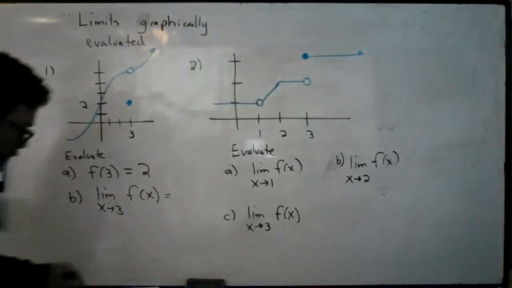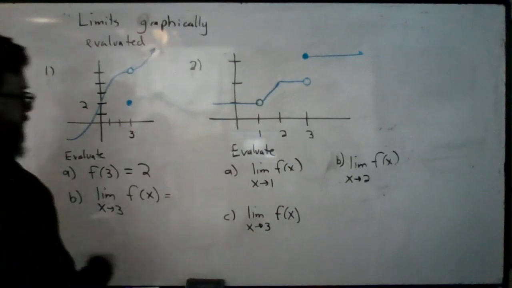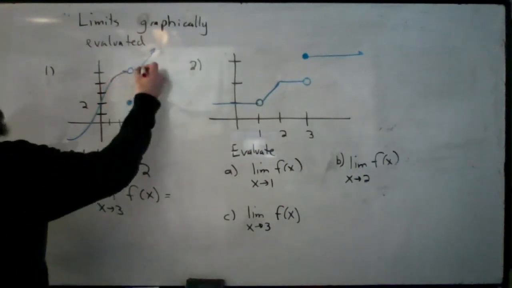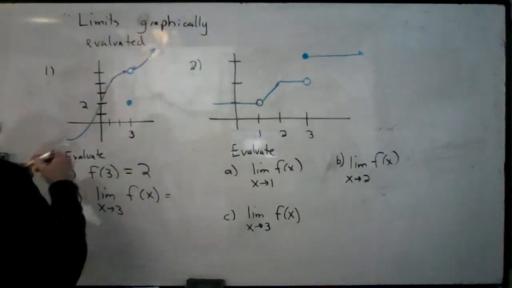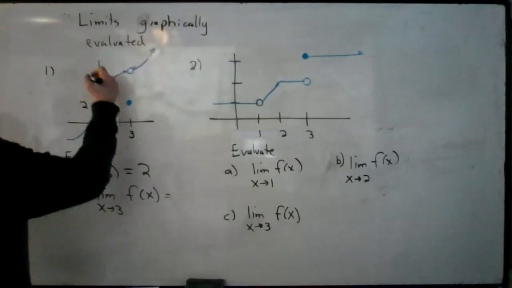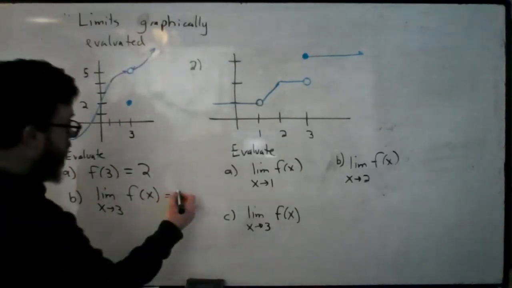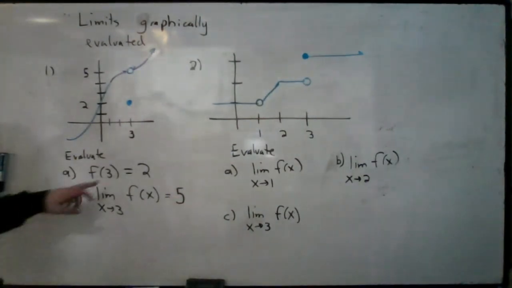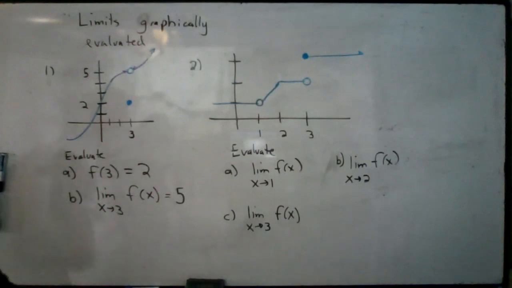But when we ask for a limit, we don't ask for the value at 3. We're actually asking for the values when they get close to 3. So I can see from the left-hand side and from the right-hand side, we can see that the y values are getting close to 5. So the limit is 5. So be careful of the difference between the evaluation of the function and the limit of the function.